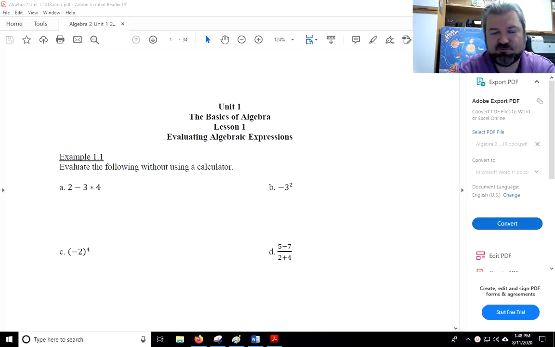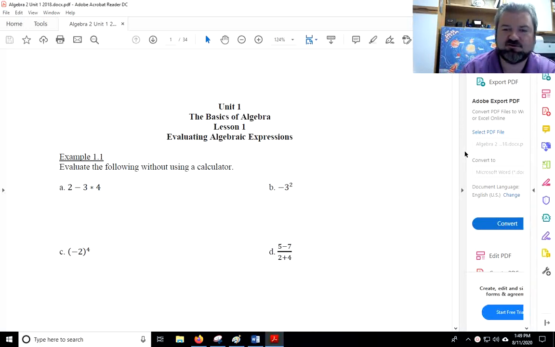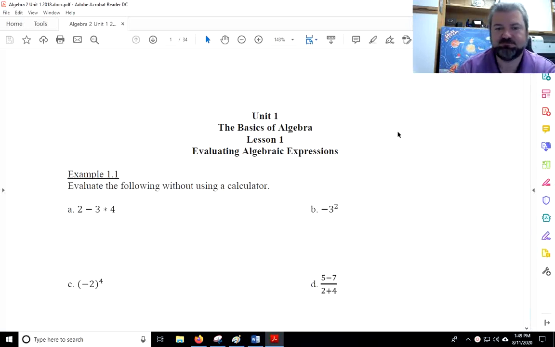In this course we're going to learn all about different families of functions, how to use them, graph them, solve them, and hopefully make sense of mathematics as a whole. So our first unit of study is just called the basics of algebra, and our first lesson is on evaluating algebraic expressions. Before we dive into this, let's take a look at how you can get a copy of these notes to fill out yourself.